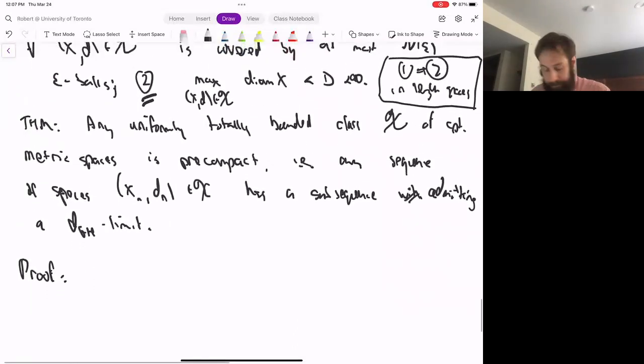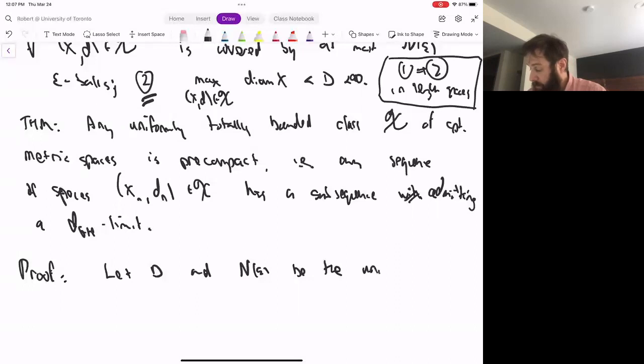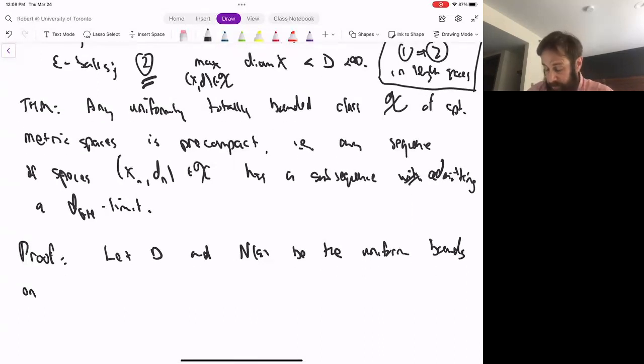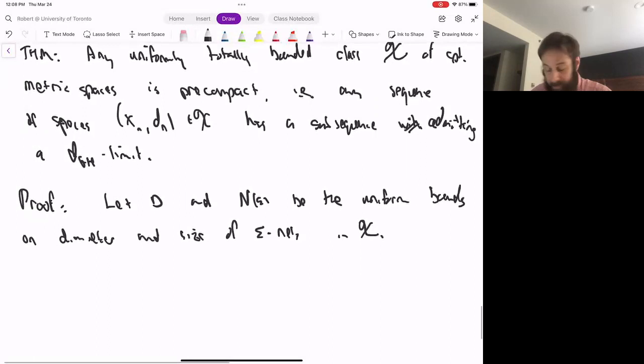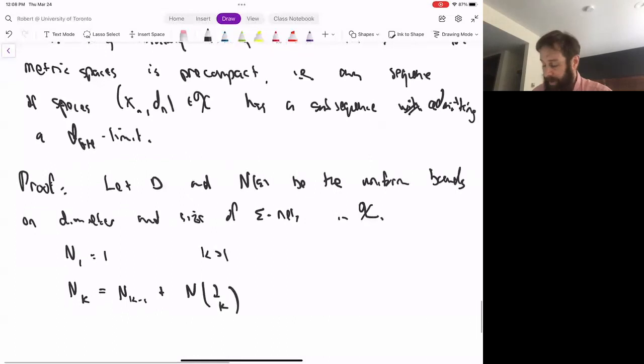Okay, so let D and epsilon be the uniform bounds on diameter and size of epsilon nets in script X. And then I'm going to set N1 to be 1, and I'm going to define inductively for k bigger than 1, nk will be nk minus 1 plus the number of balls that I need to form a 1 over k cover.